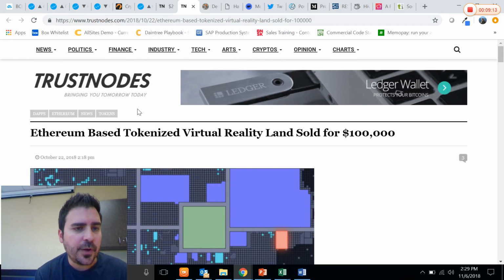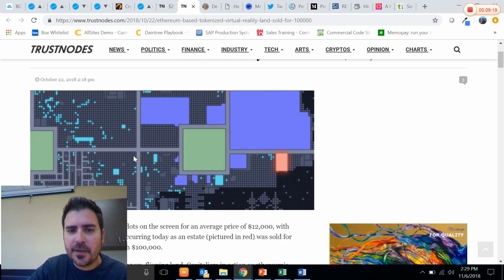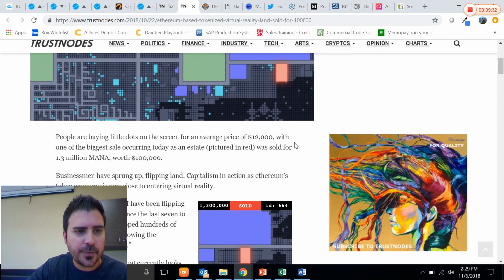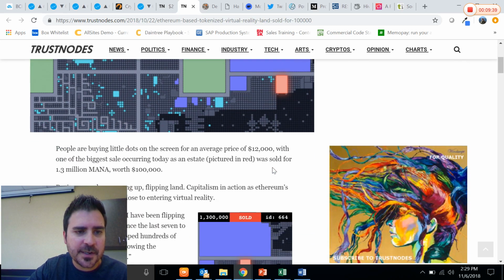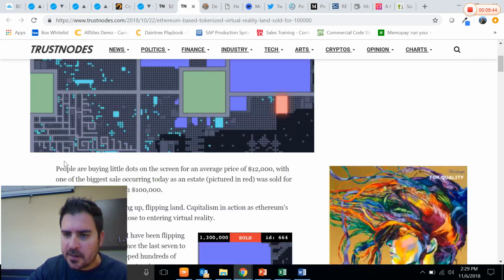I came across this article: Ethereum-based tokenized virtual reality land sold for $100,000. These digital land grabs are happening all the time. People are buying little dots on the screen for an average price of $12,000, with one of the biggest sales occurring today, an estate, pictured in red, sold for 1.3 million Mana, worth $100,000. So somebody bought this plot of land on Mana for $100,000. This was done on October 22nd, 2018.